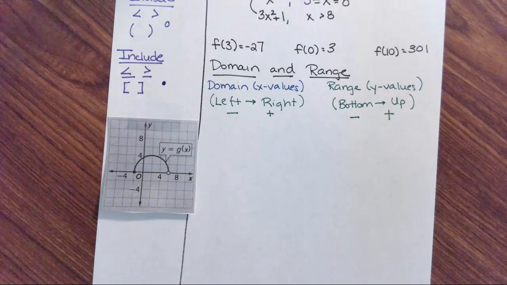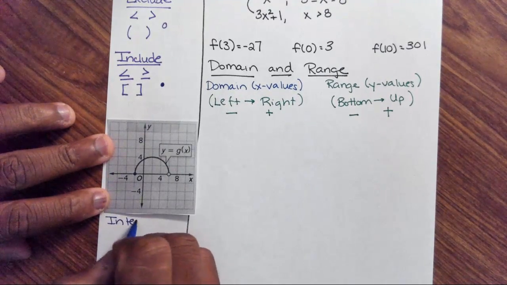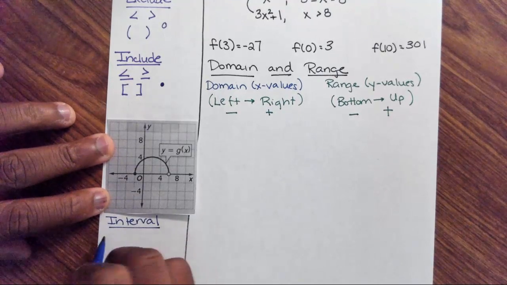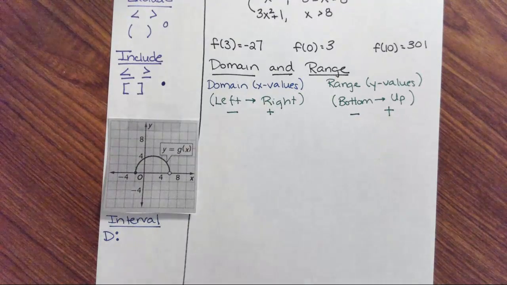So, on this graph, to write the domain, we're going to write it in two types of notation. We're going to write it in interval notation, and we're going to write it in inequality notation, all right? We're going to write the interval first. To write it in interval notation, look at the leftmost x value, the smallest x value. What's your smallest x value on this graph?